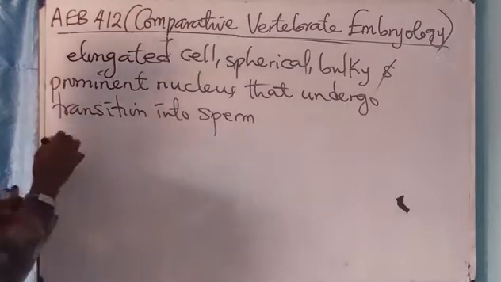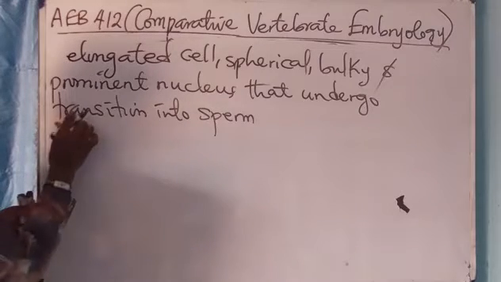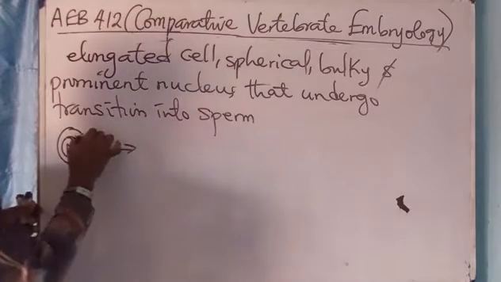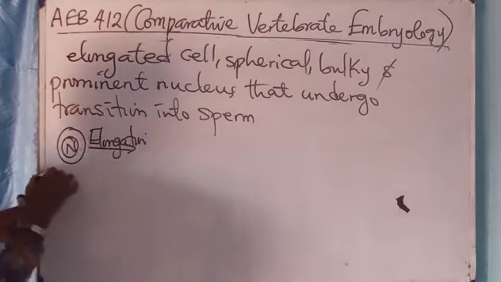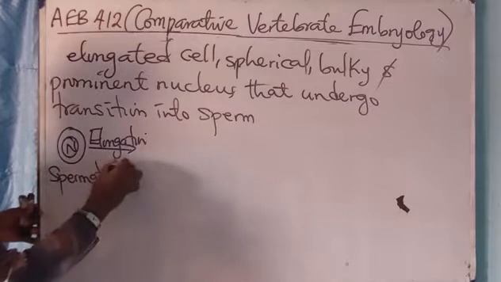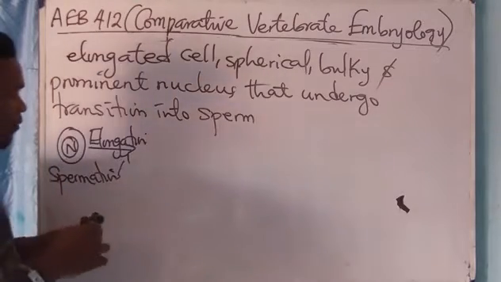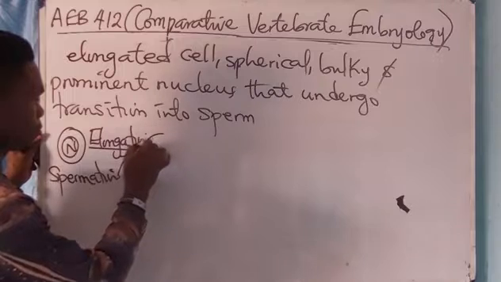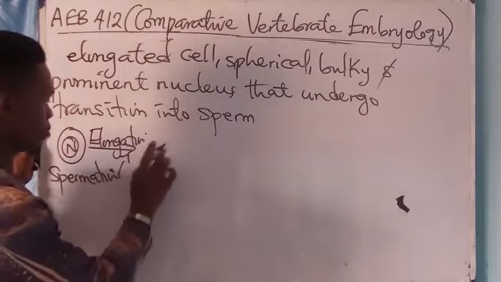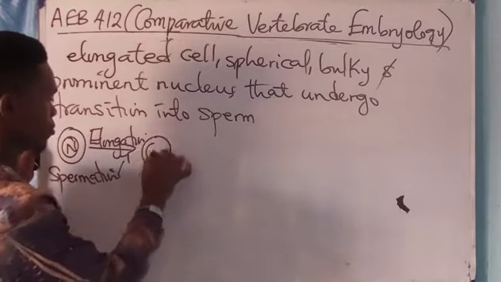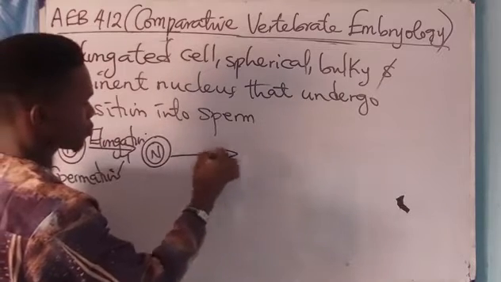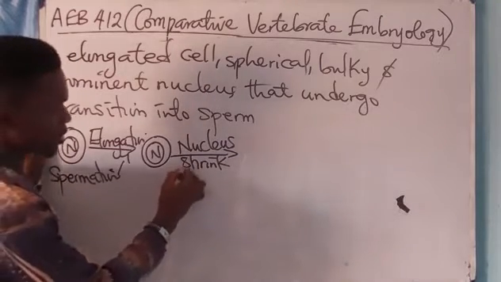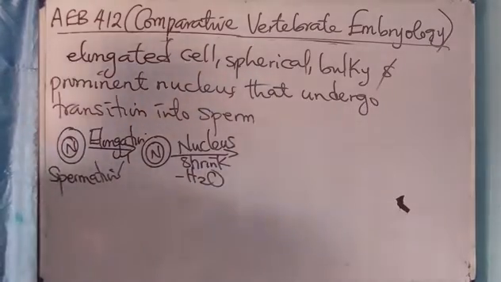The first one, you have elongation. There is the spermatids. The spermatids would undergo what? Elongation. Now, after undergoing elongation, the nucleus would shrink as it loses water.